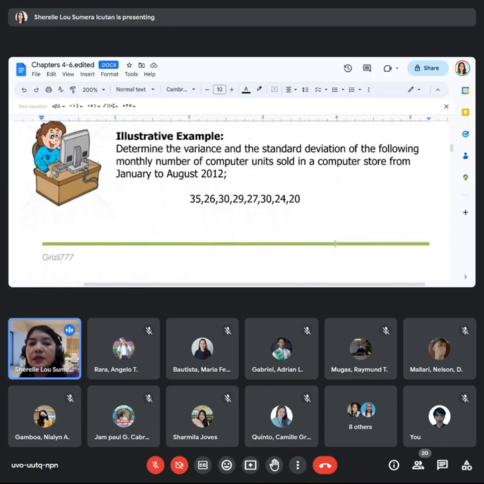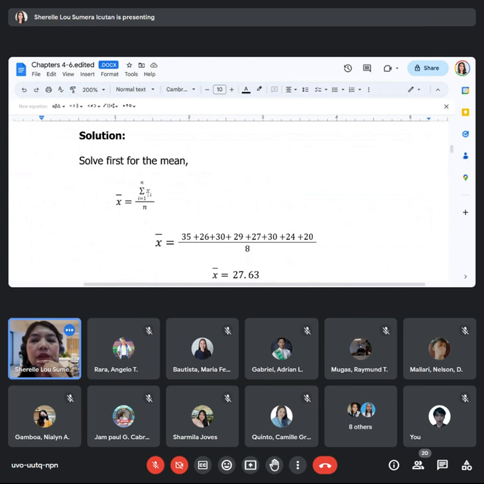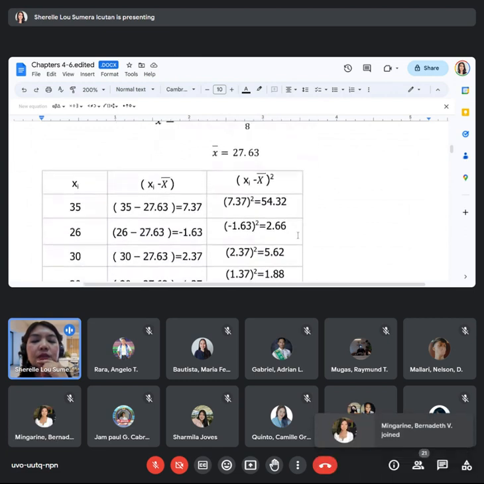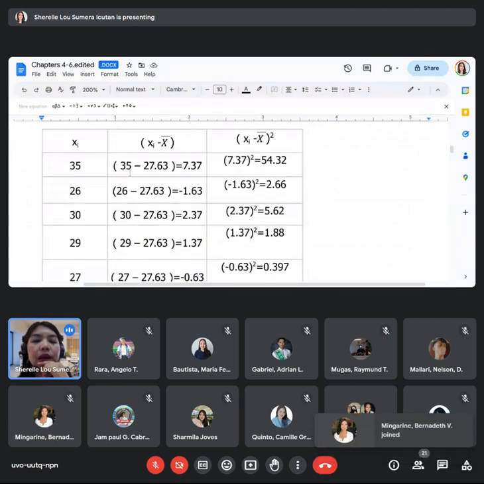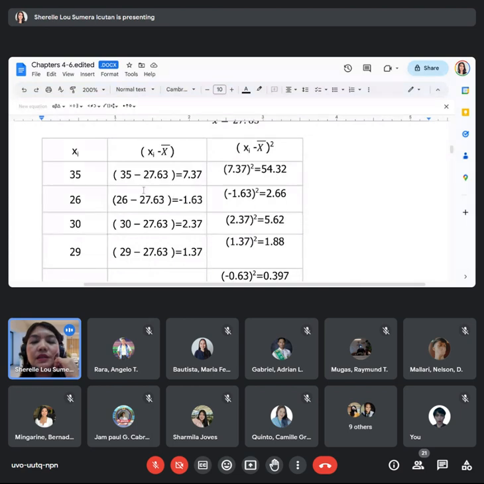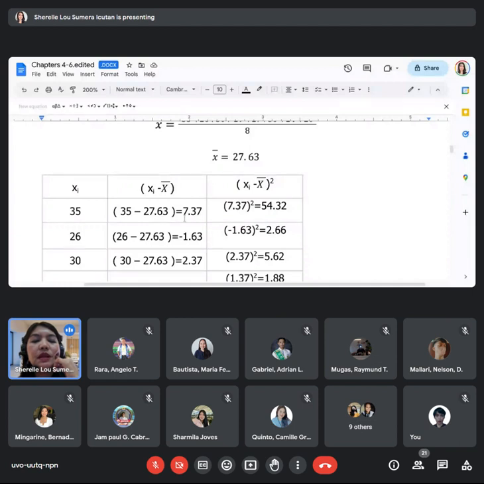Let's look at the illustrative example. Determine the variance and the standard deviation, and these are your data. The first thing that you have to do is compute for the mean. Once you have the mean, it's 27.63. In our book, we have used two decimal places. But in your exam, in our problem set, before you use the mean, you have to round it off into a whole number. So 35 minus, in this case, 27.63 as the mean, 35 minus 27.63 is 7.37.